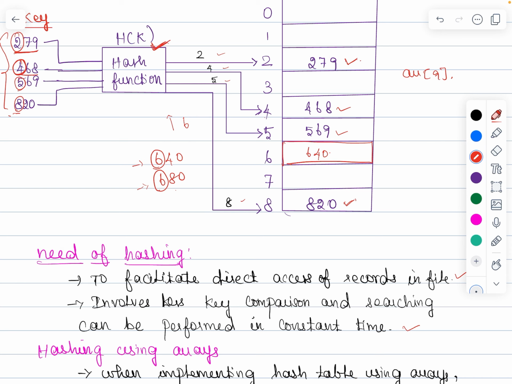Next, after storing the data element 640, I want to store the key value 680 as well. According to my hash function, the address location it is going to generate again is 6. But if I check 6, I have already stored the data element 640. So 680 cannot be stored in the same address location. Why? Because for two different key values, if it generates the same address location, we call it a collision. In the same address location we cannot store two different data elements.